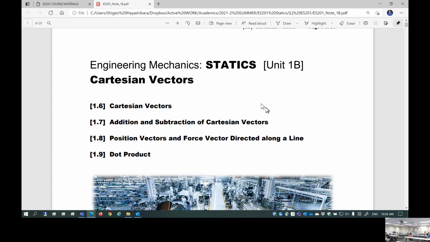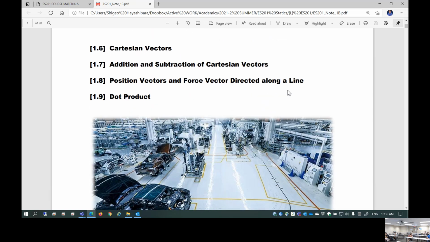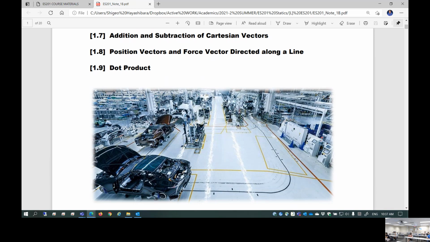And then we are going to take a look at adding, subtracting, multiplying, dividing Cartesian vectors. Then we are going to apply that Cartesian vector to two important things. One is force vectors, vectors of forces, and also position vectors. Positions are also vectors. We are going to use those position and force vector quantities to analyze certain things.